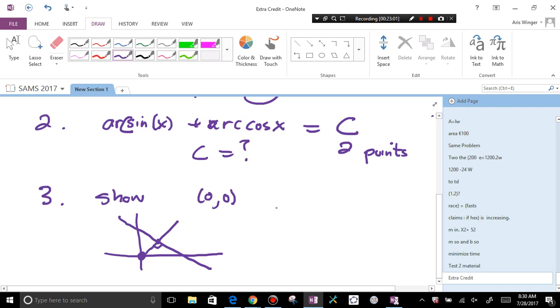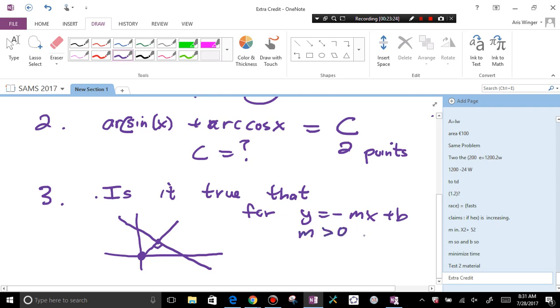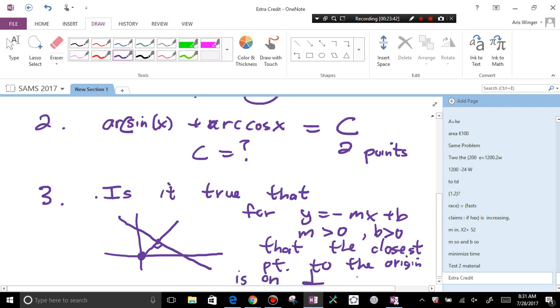Let me state this formally. Or I guess this is discuss, right? So is it true that for y equals negative mx plus b, where m is positive and b is positive, the closest point on that line to the origin is on the perpendicular line? Is that true? The point is that I did a problem when m was 4 and b was 3 or something like this, and you just work through the same thing and see if the point that you get is on the line y equals 1 over m x.